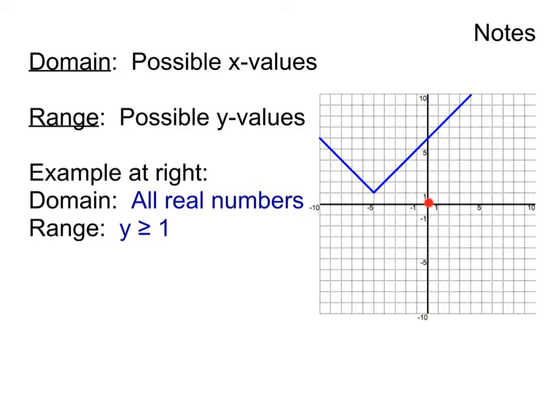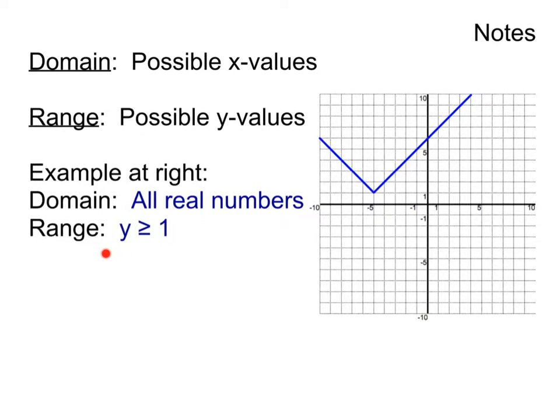But at 0, notice, there's no graph. No matter how far I go over, left or right, I do not hit graph on this one. And therefore, 0 is not part of the range. In fact, nothing below 1 is in the range. And so that's why our range here is all of the y values. That's what we mean when we say y.